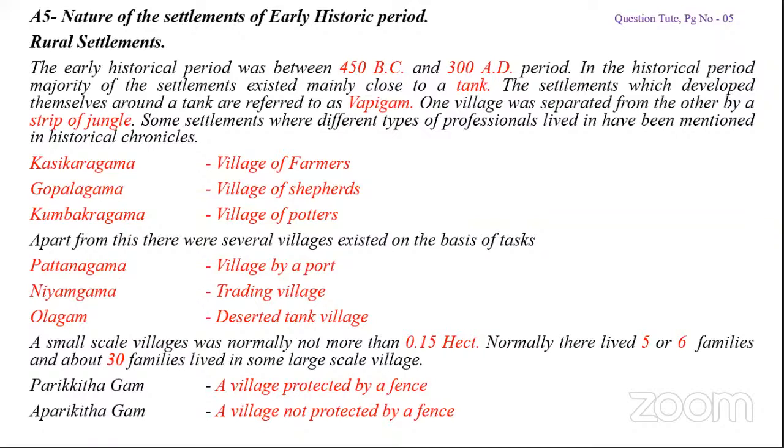So what is a Parikita Gama then? A village protected by a fence. What is an Aparikita Gama? A village not protected by a fence. All these things you have to include in your answer when you are writing about rural settlements. I told you this was a question that had been given frequently in past papers. Out of all the questions given here up to now, this was the most frequent question, and it has come several times for the exam.